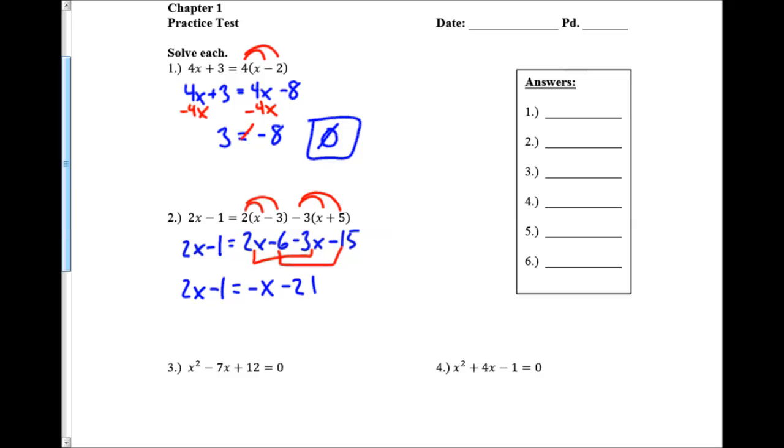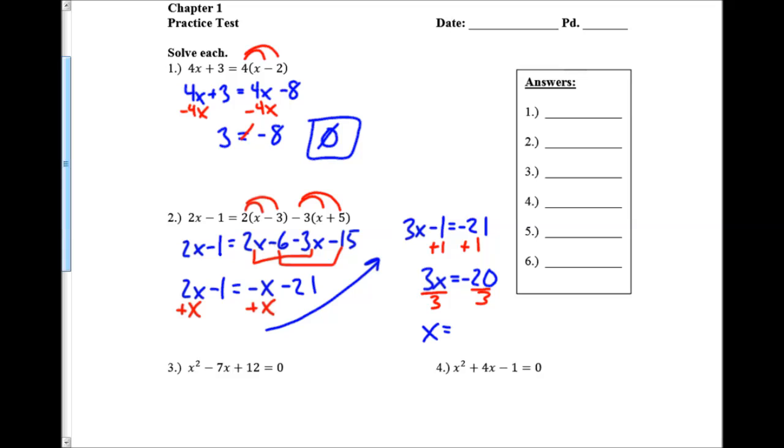And now I've got to get the x values on the same side, so I'm going to add the x to each side. Always take care of your variables first. It just makes things simpler. We get a 3x minus 1 equals a negative 21. And now I have to add that 1 to each side. So I add the 1 to each side. So I end up with a 3x equals a negative 20. I divide each side by 3. And I find out that x equals a negative 20/3. And I can just leave that as a fraction. That's fine. Okay?